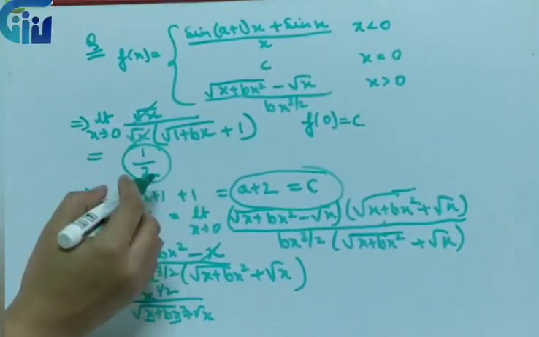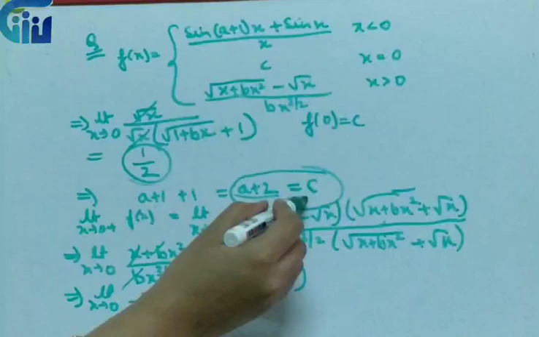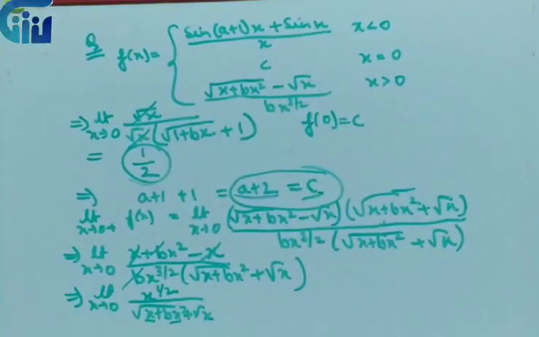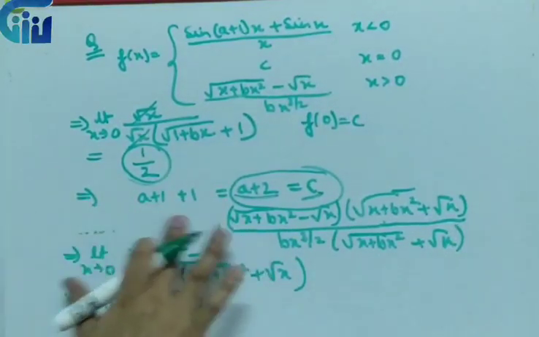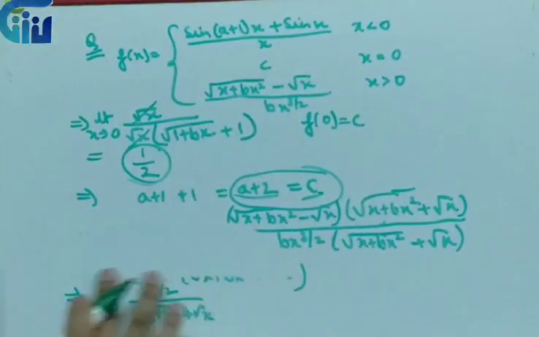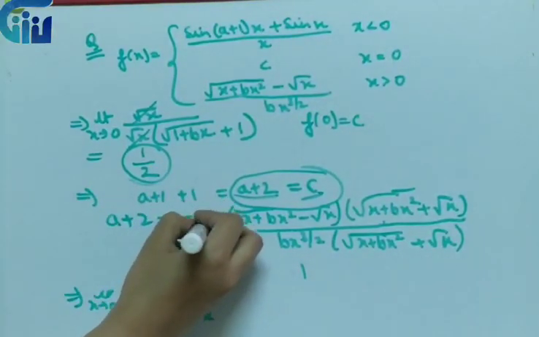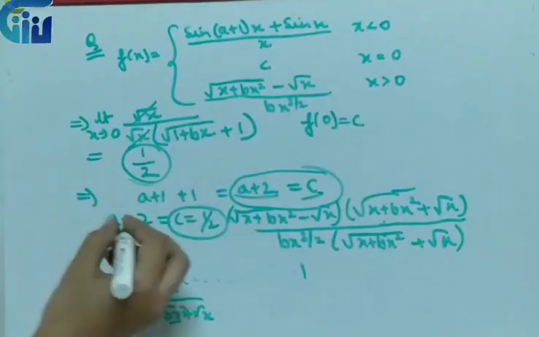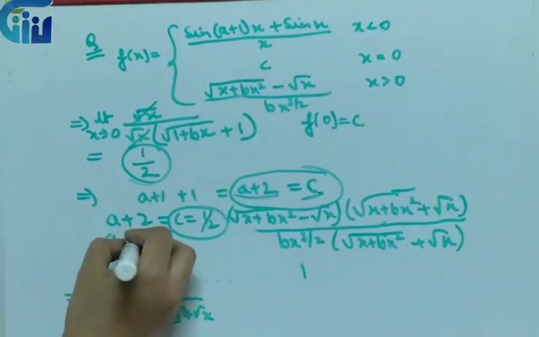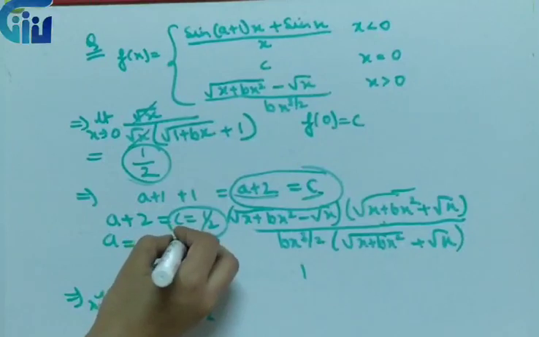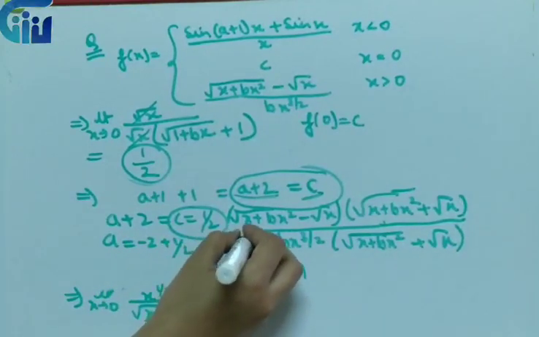So what do we have? We have 1 upon 2, we have a plus 2, and we have c over here. So let's see what we will be getting. What we will be getting over here is a plus 2 is equal to c is equal to 1 by 2. So c is 1 by 2 clearly. So a is equal to minus 2 plus 1 by 2. So it will come out to be minus 3 by 2.